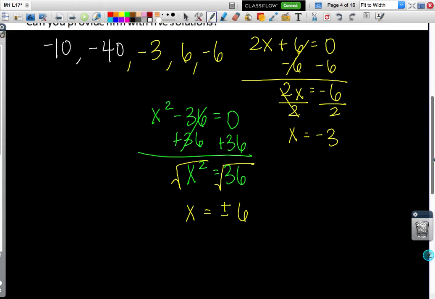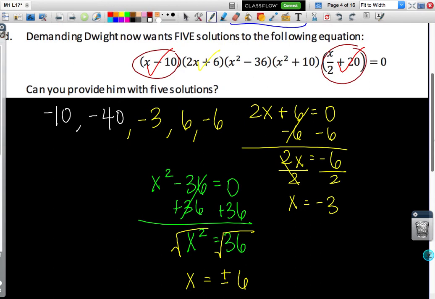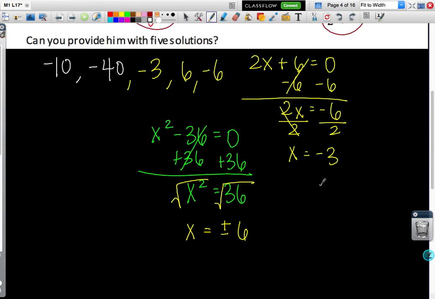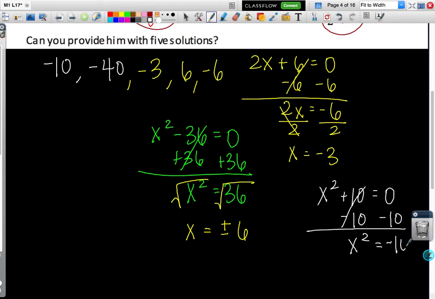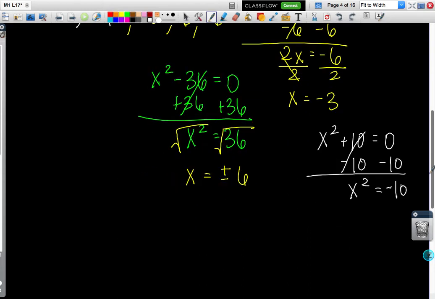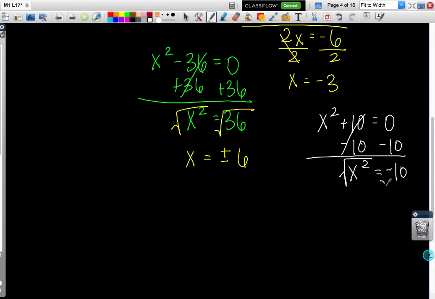So now we are only left with one factor left to solve. x squared plus 10 equals 0. Again, to isolate the variable bit by bit, we're going to subtract 10 on both sides. And we're left with x squared equals negative 10. To undo the square of it, we're going to take the square root of both sides. You can't take the square root of a negative number, because every time you square something, it will always be positive. So there's no solution here.